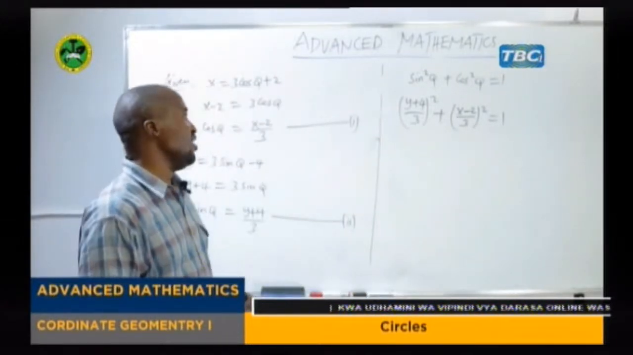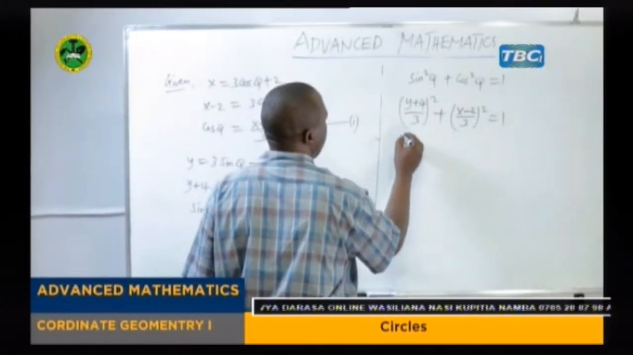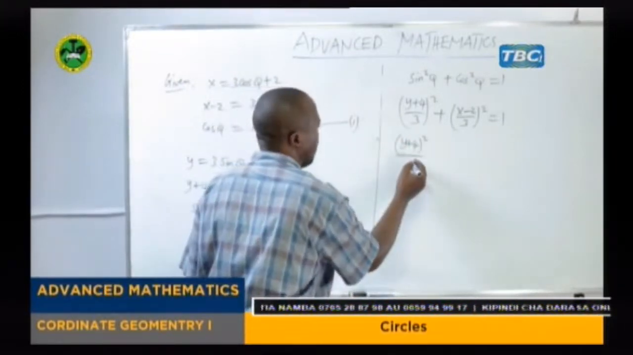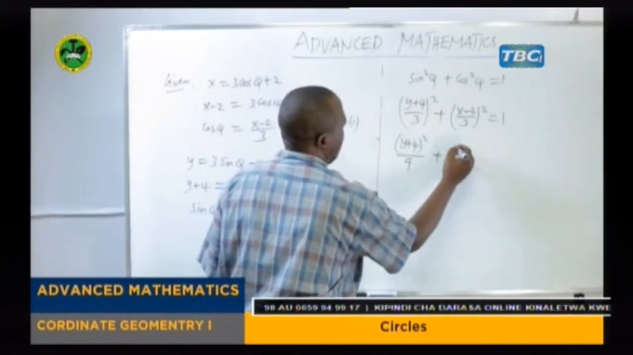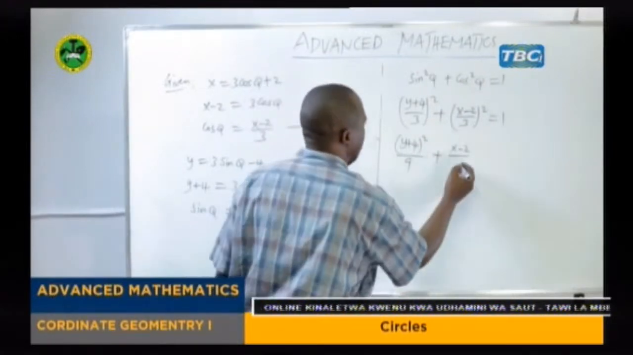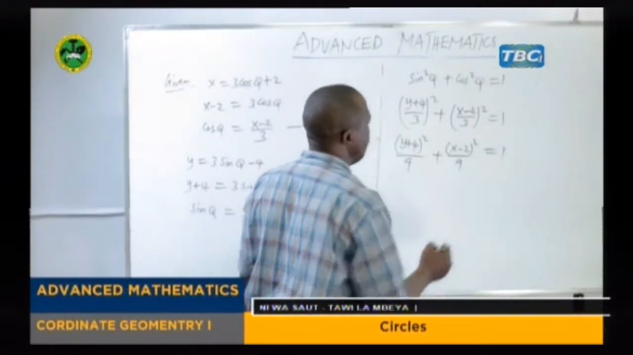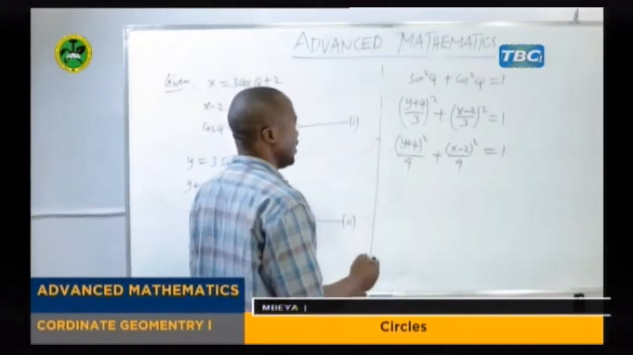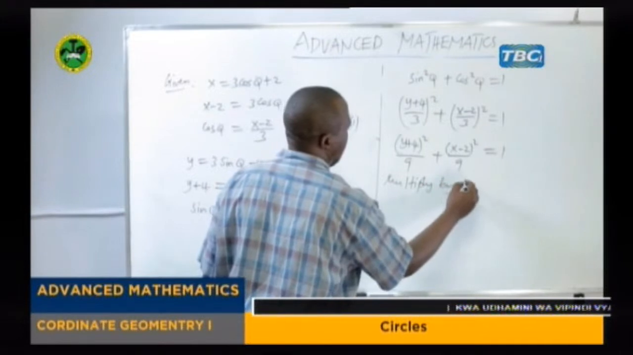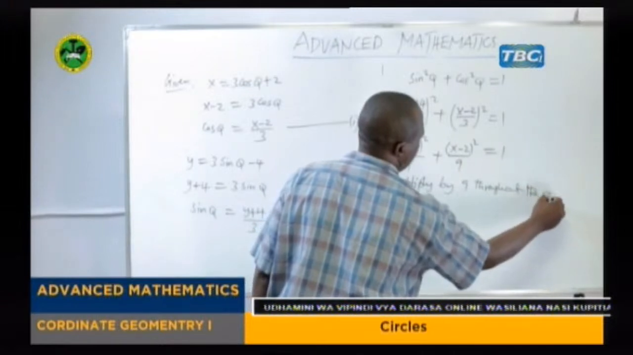Now in this case, let us open up the brackets. We are going to have y plus 4 squared over 3 squared, that is equal to 9. Then plus x minus 2 squared over again 3 squared, that is equal to 9. So here this is equal to 1. So in this case we can multiply by 9 throughout the equation.